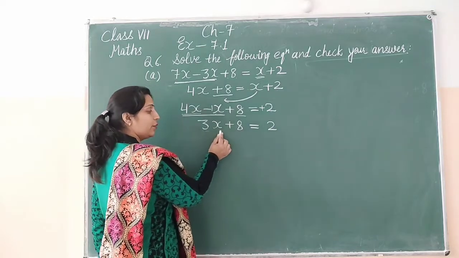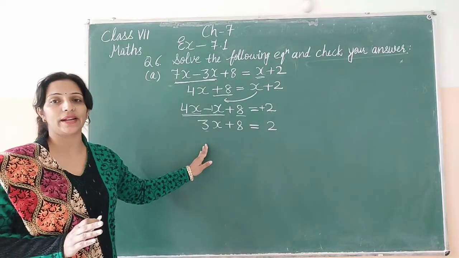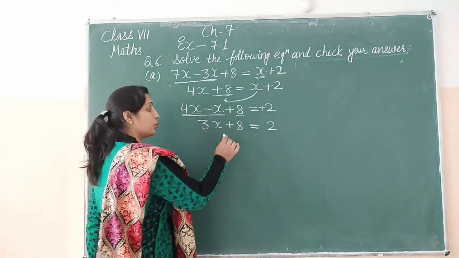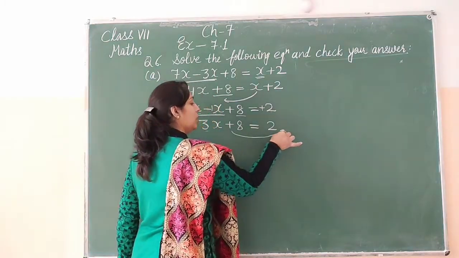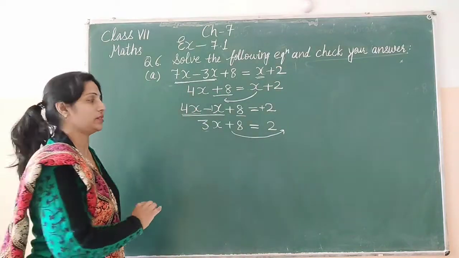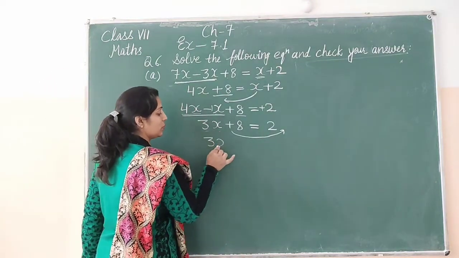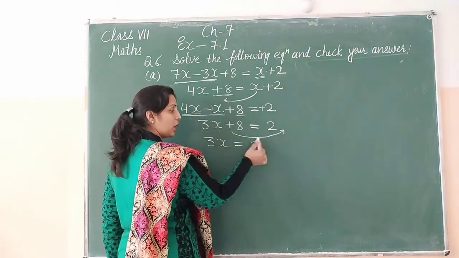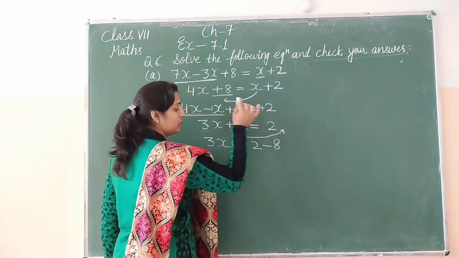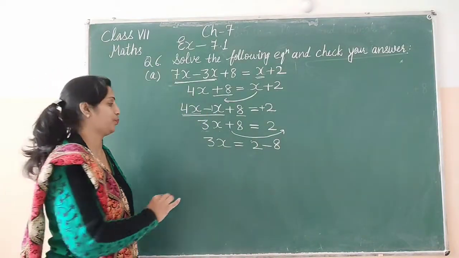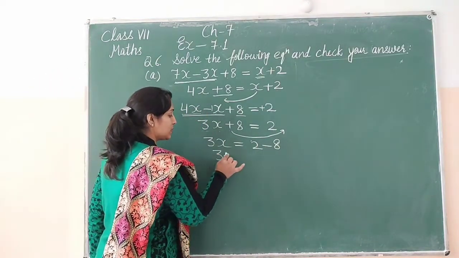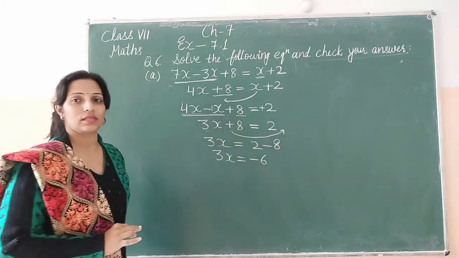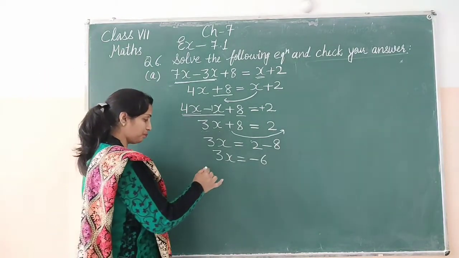Now we need only variable. This side constant, we will take another side to solve our sum. So this plus 8 we have to take on right hand side. So what we have here? 3x. Already 2 is written on right hand side. Now 8 we will write, it will become minus 8. So 3x is equal to 2 minus 8, that is minus 6, or you can say negative 6.